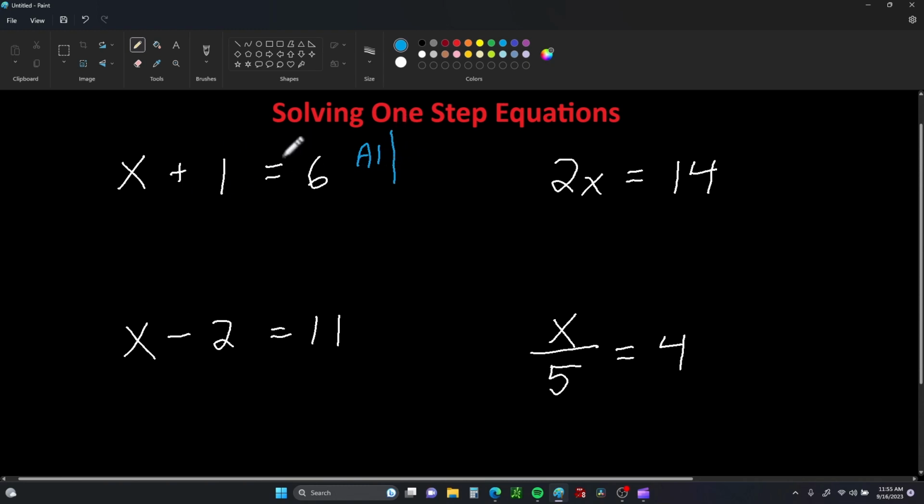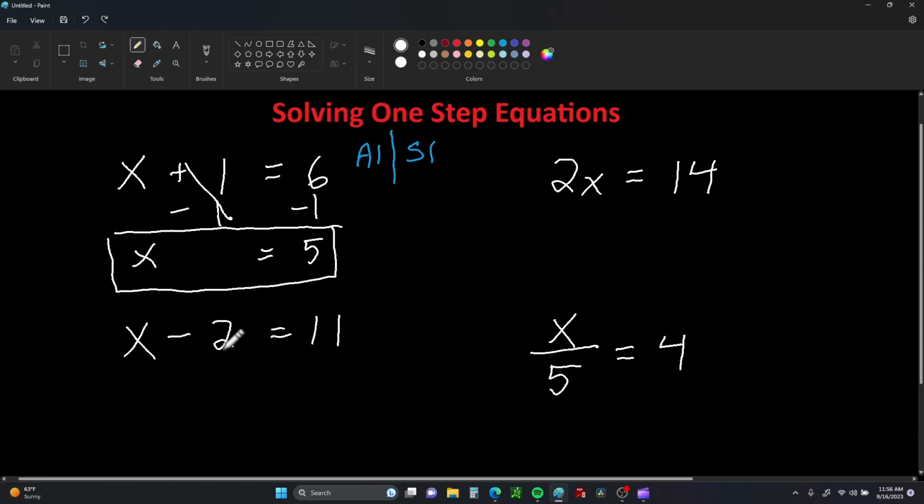Then in order to solve the one-step equation, I do the opposite of whatever's being done to x. Since I'm adding 1, I'm just going to subtract 1. So I subtract 1 from both sides. I go left to right, I bring down the x. These add up to 0. I bring down the equals, and 6 minus 1 is 5. Well, this one's done.